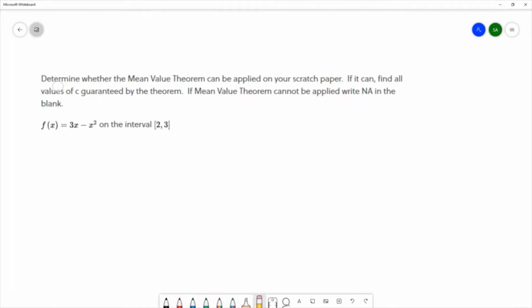For this question, we want to determine whether the mean value theorem can be applied. If it can, we want to find all values of c guaranteed by the theorem. So we have the function f of x equals 3x minus x squared on the interval from 2 to 3. I want to pull up the statement of the mean value theorem.